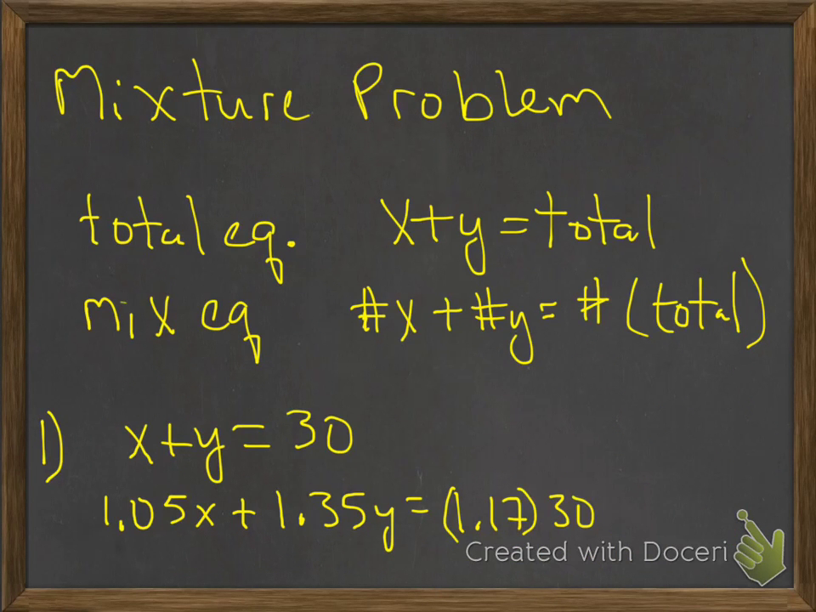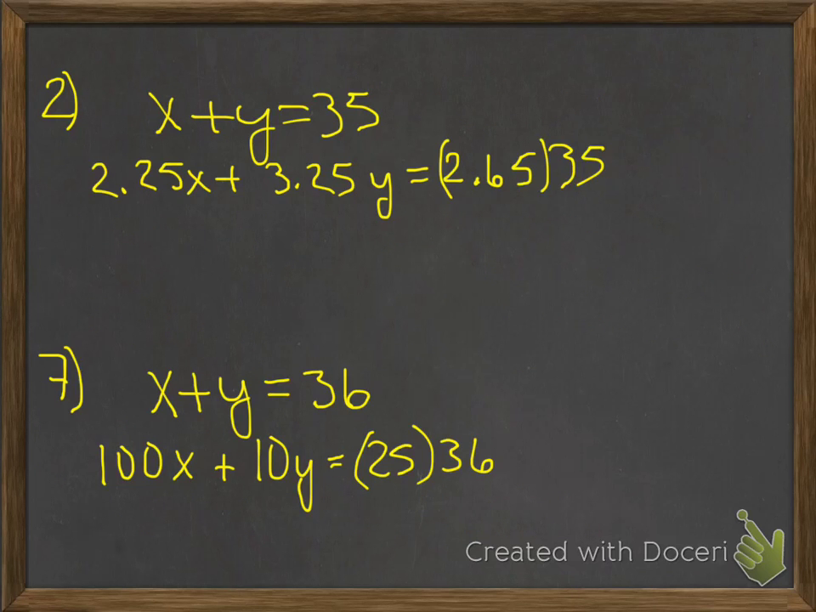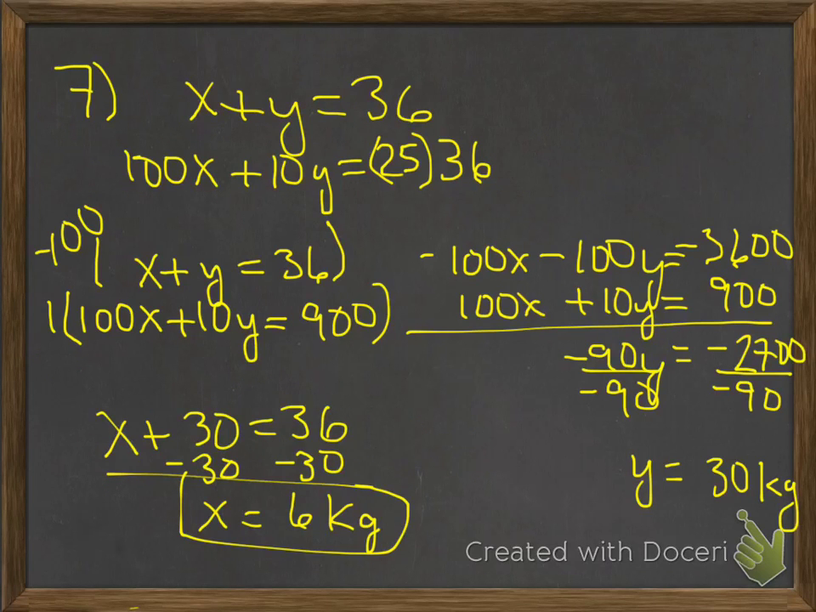Mixture problems, we talked about a total and an equal, our total equation and mixed equations. I'm going to go through this, and let's look at, say, number 2. Peanuts were worth $2.25 a pound. So I had set this up. Okay, peanuts were worth $2.25 a pound, were mixed with cashews worth $3.25 a pound to produce a mixture worth $2.65 a pound. How many pounds of each kind of nuts were produced to produce 35 pounds of the mixture?